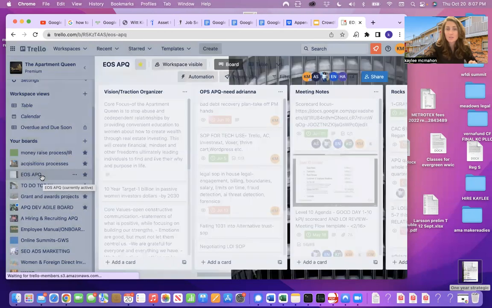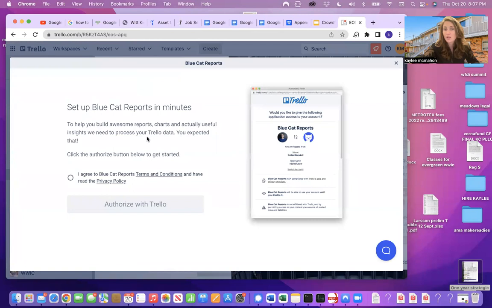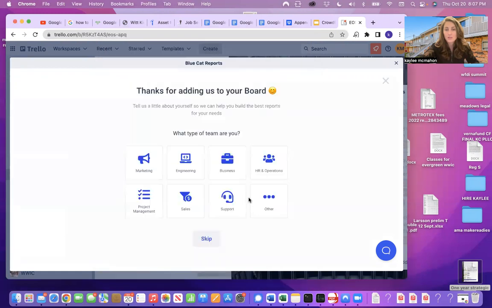This is our weekly team meetings that we have based on EOS. Like I showed you all of those metrics earlier, that stuff gets loaded in here to track how we're doing. And then I track in Trello. I don't know why these are faded out, sorry. But I track in Trello in something like this. Like you can do Blue Cat reports where they can actually track everything that you're doing.